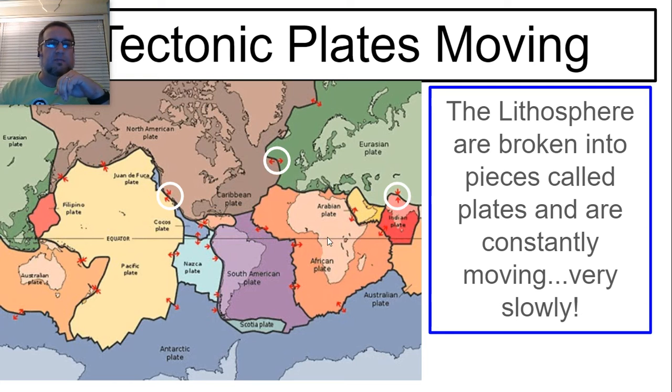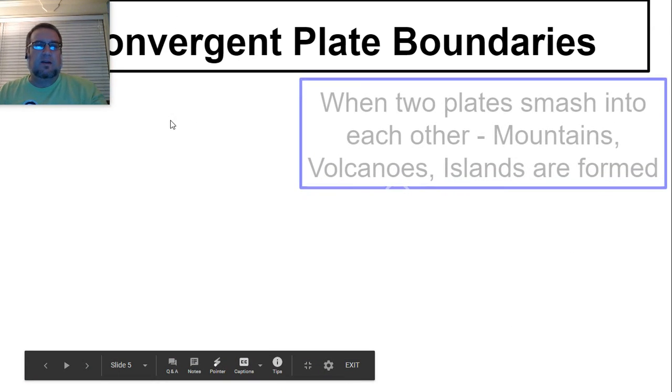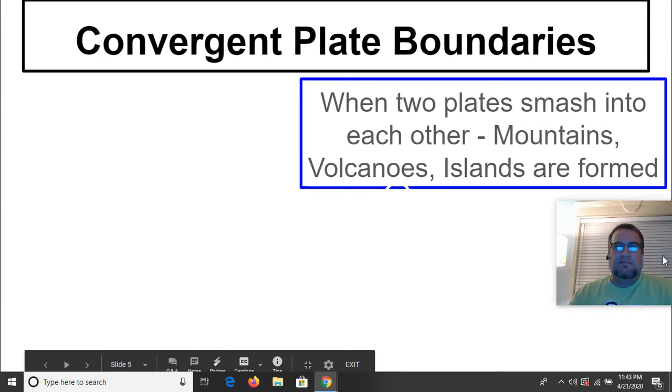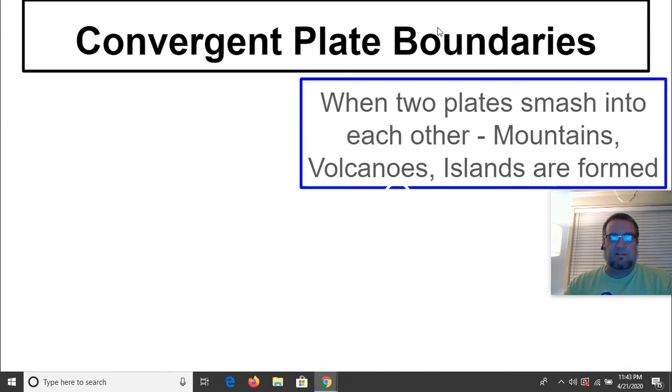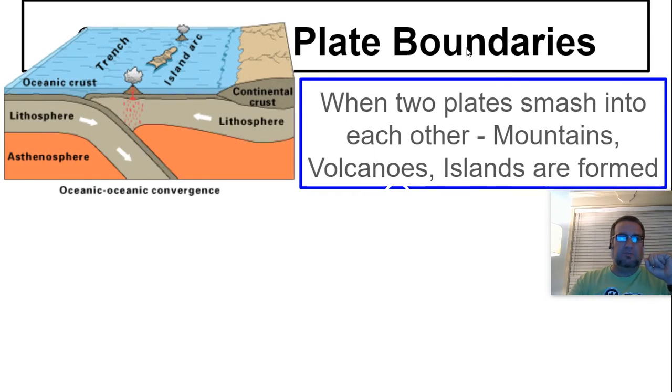And we're going to talk about one of these plates. One plate we're going to talk about is called a convergent. Convergent, all right? So it means coming together, right? Coming together. All right, and this happens when two plates are coming directly at each other, right? And these are going to cause mountains, volcanoes, and islands, all formed from a convergent plate boundary. All right, and there's three different types.